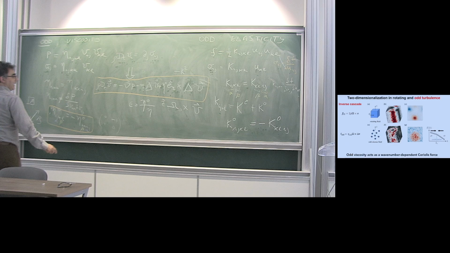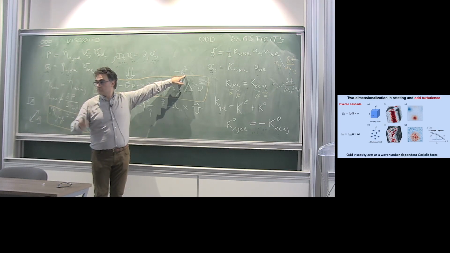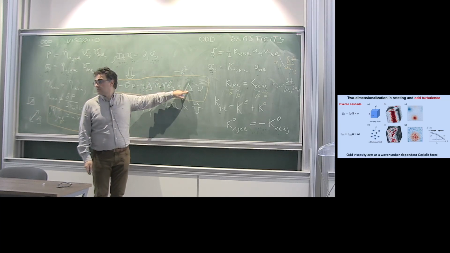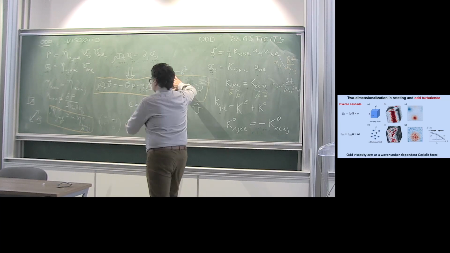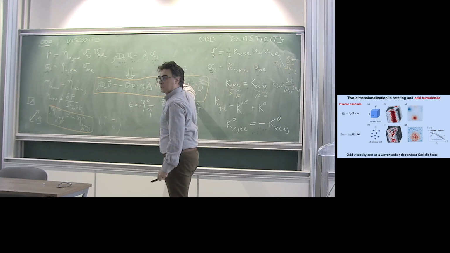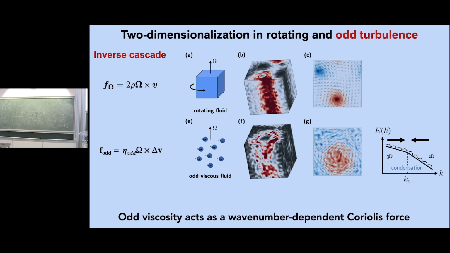Because at small k, where k is the magnitude of the wave vector, this term is negligible. So then this is gone, and you have the normal Navier-Stokes equation. This beast produced the Kolmogorov cascade, and that is what you see here: small k, 3D direct cascade a la Kolmogorov.